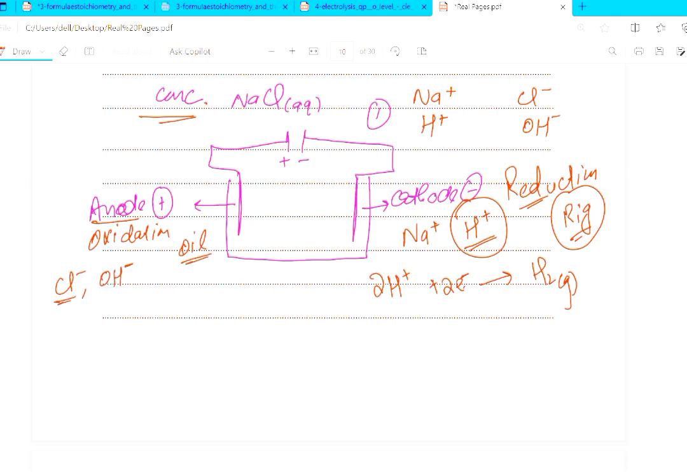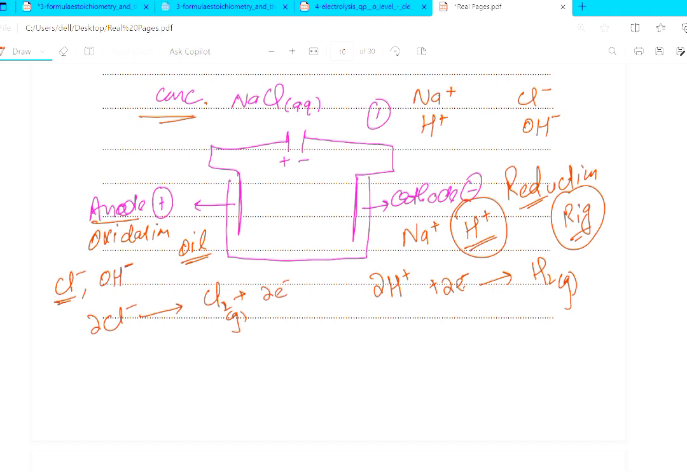Here chloride will be preferred because it is concentrated. Otherwise, if it is not concentrated, then we take the hydroxide. So what will happen to chloride? Each will release an electron. Oxidation is the loss of electrons. So two chloride anions will lose two electrons, and we will get chlorine gas over here.